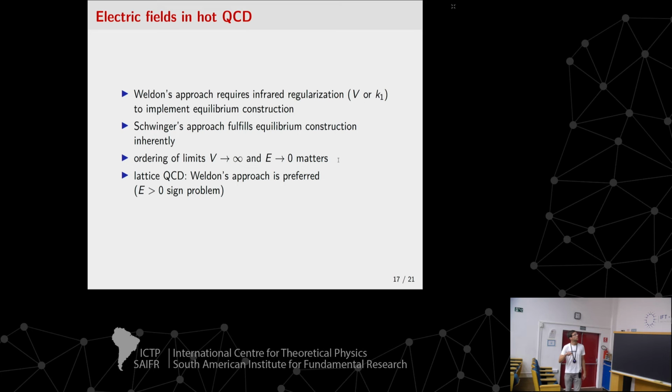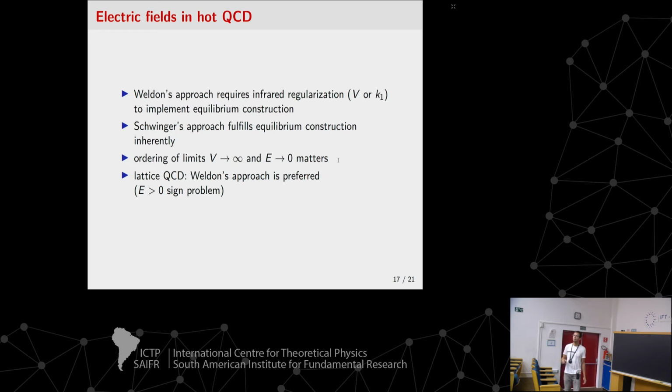So just a summary of what we learned from this. Weldon's approach requires an infrared regularization, a finite volume or a non-zero k1, to implement this very important equilibrium construction that is needed for equilibrium in electric fields. Schwinger's approach fulfills this in a magical way somehow inherently. And I have to say I really don't understand how the Schwinger propagator in the presence of the electric field knows about this equilibrium charge distribution, but somehow it knows. The ordering of the limit matters.